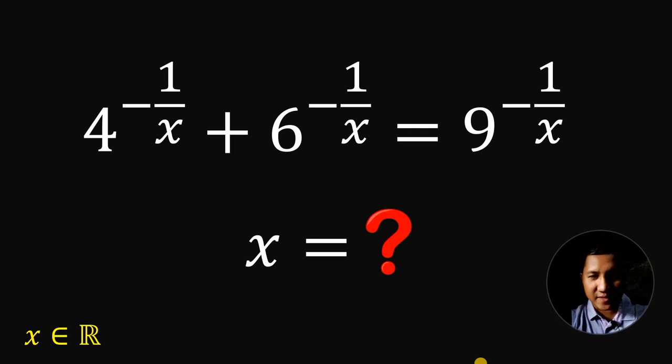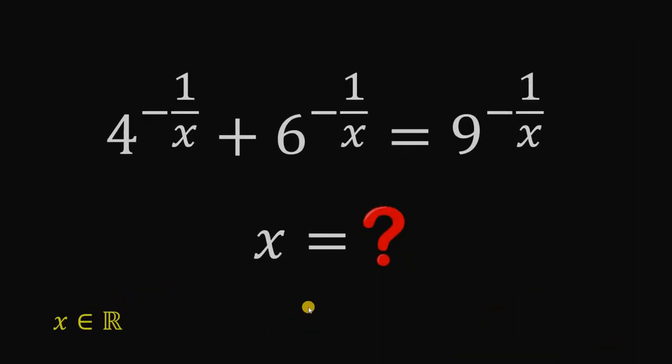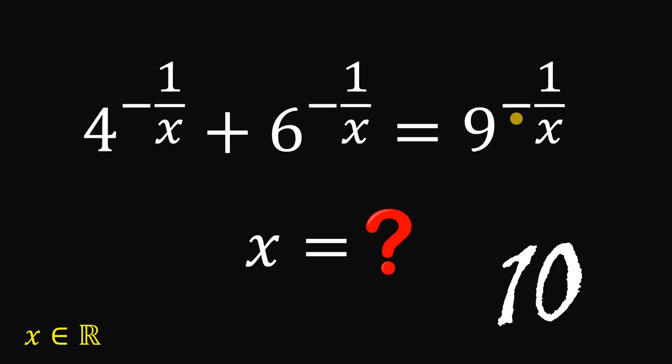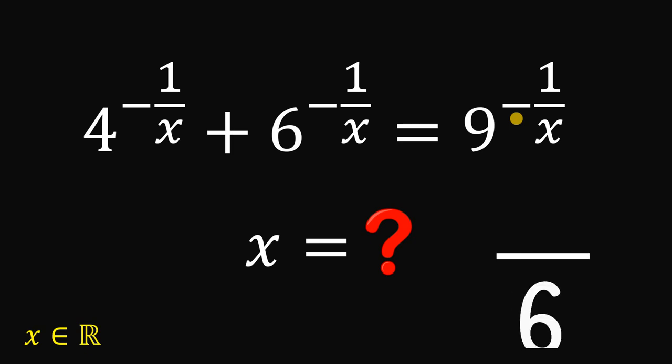Can you solve this math challenge? Here's the question. Solve for the real value of x. Given this equation, 4 raised to negative 1 over x plus 6 raised to negative 1 over x equals 9 raised to negative 1 over x. You can pause this video if you want to give this problem a try.